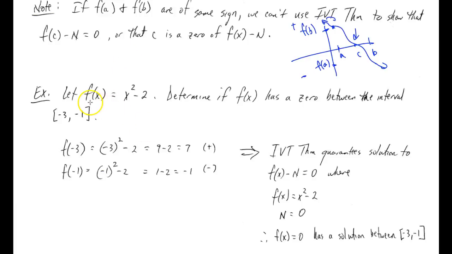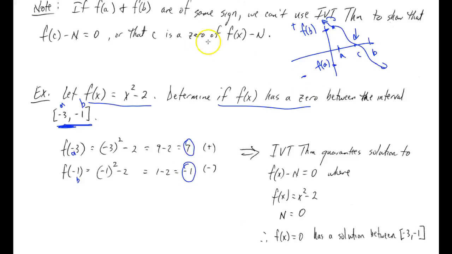Here we say let f of x be x squared minus 2, and we want to determine if f of x has a 0 between these x values. In terms of the intermediate value theorem, this is your a, that's your b. And when we calculate f of a and f of b, this one is positive, that one is negative.